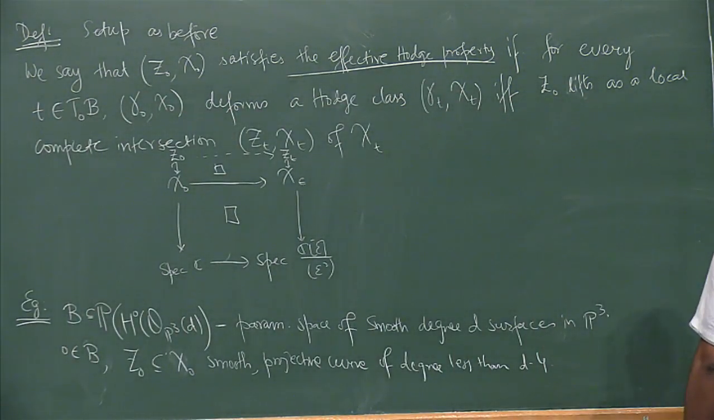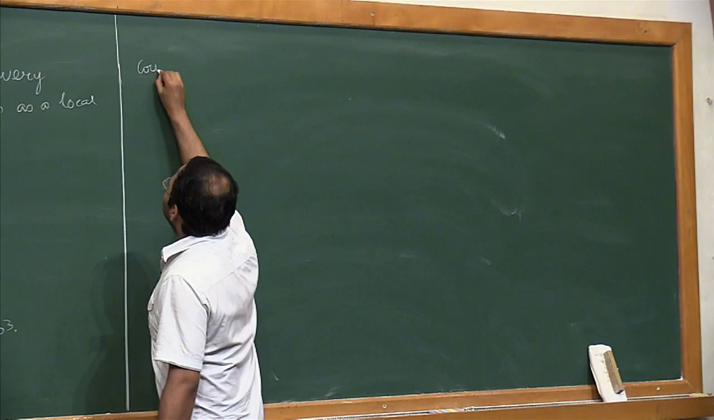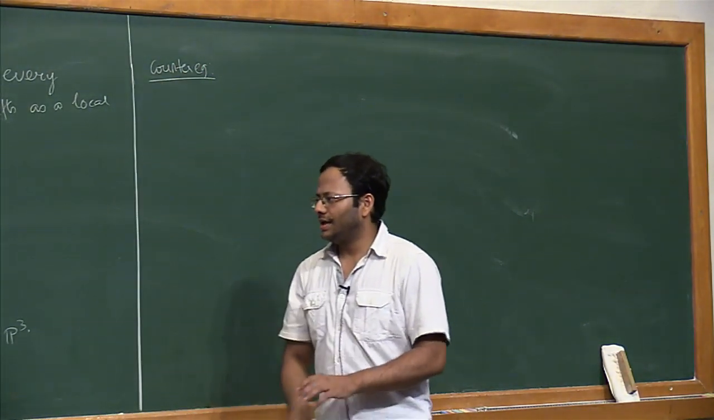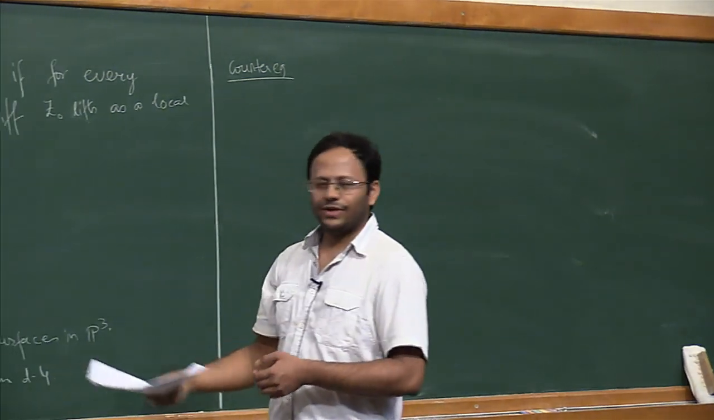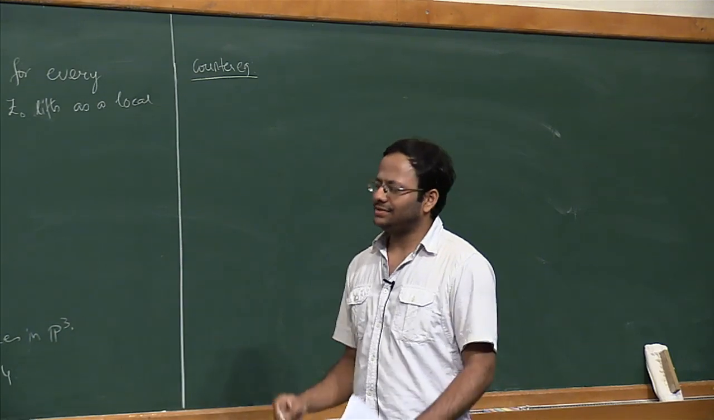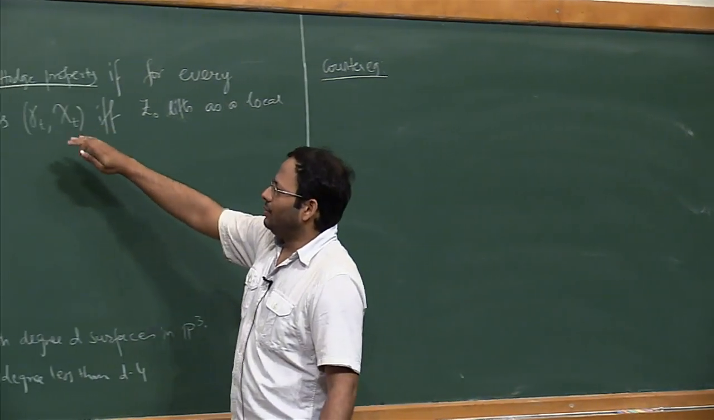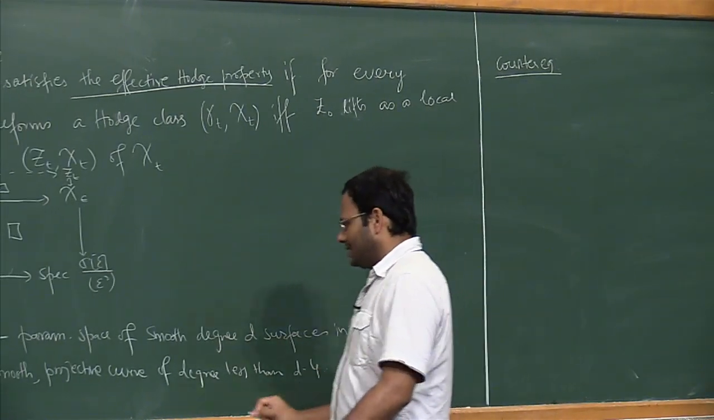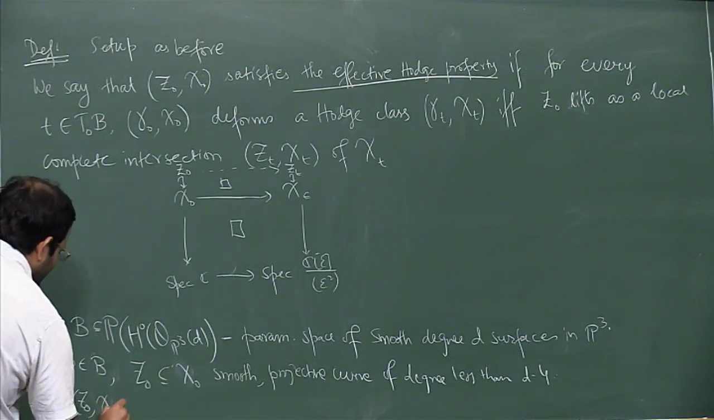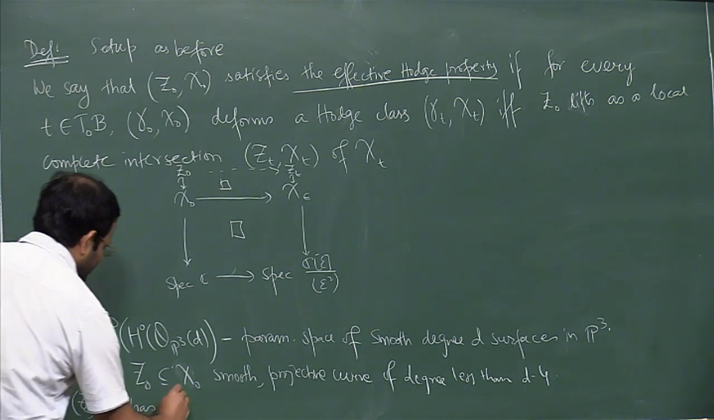Now, a counterexample. This is for any t. So I can say that Z0, X0 has the effective Hodge property.